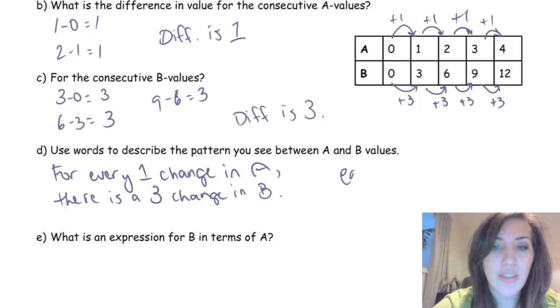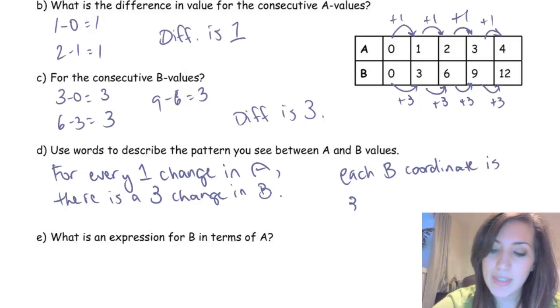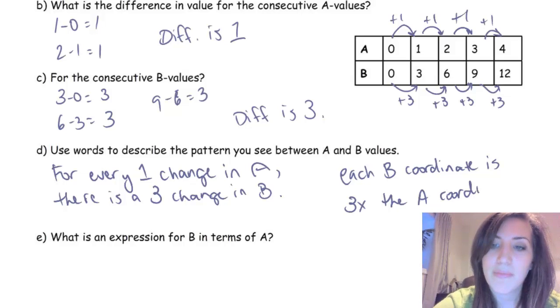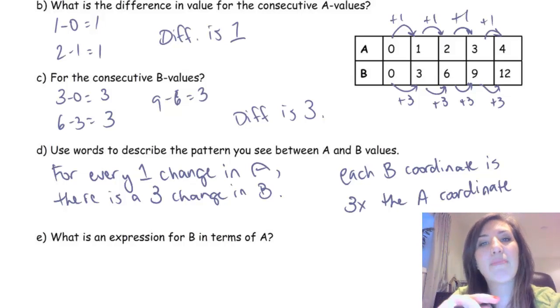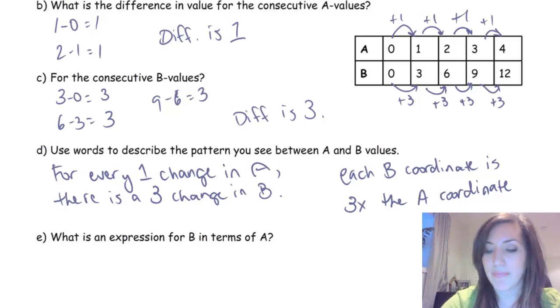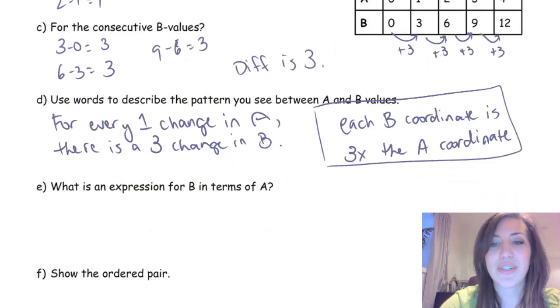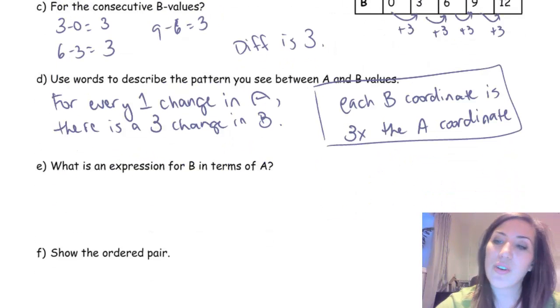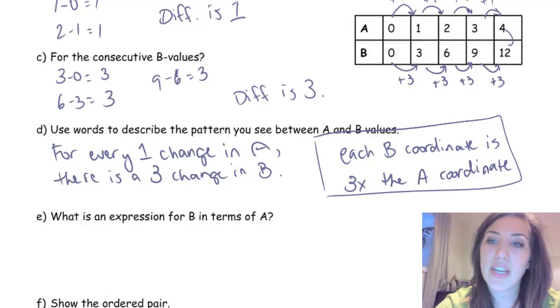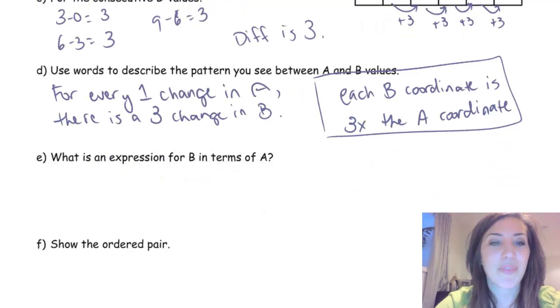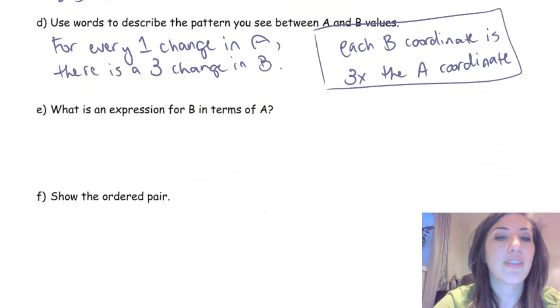So we could say another way, each B coordinate is 3 times the A coordinate, because every time that B goes up by 3, A goes up by 1. So that's how I could use it in words. I like this one the best. Each B coordinate is 3 times the A coordinate. So we could also see this here, 4 times 3 is 12. 3 times 3 is 9. So that works.